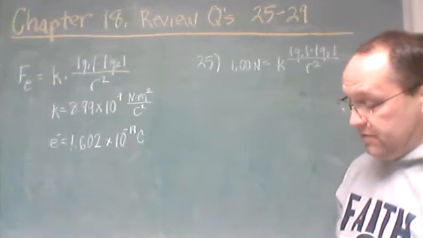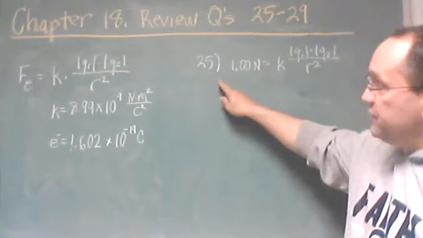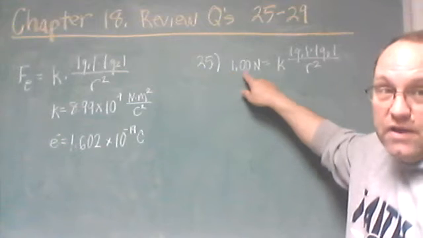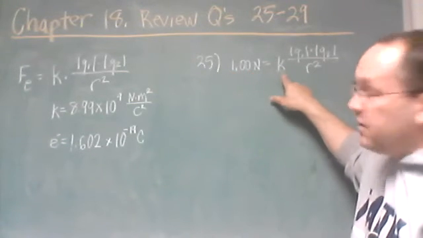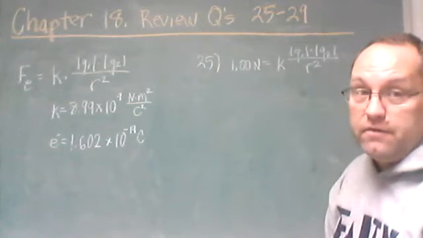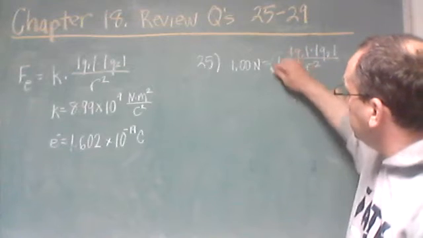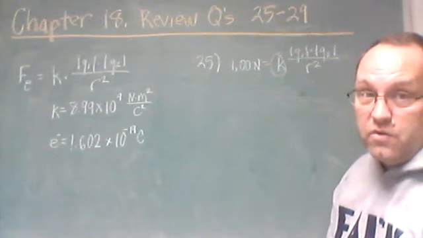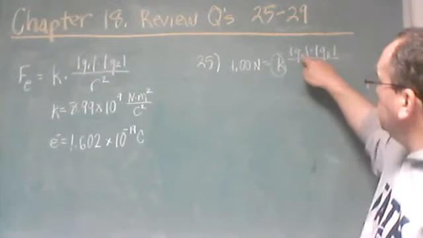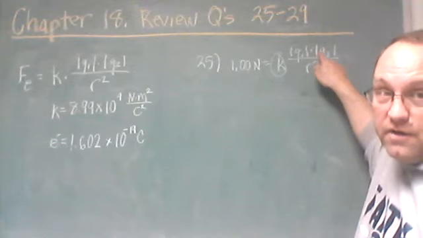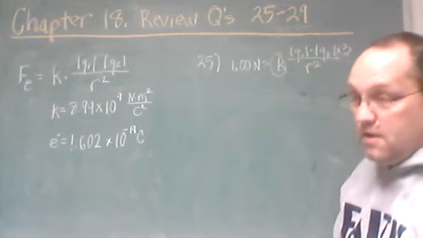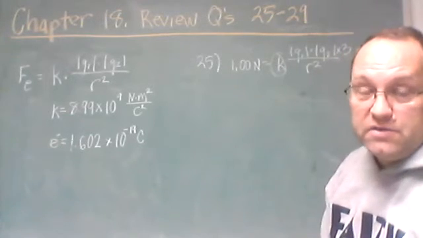For 25, they're saying basically if two charges have a force of 1 Newton between them, I just equated the force to the other side of the equation in Coulomb's law. We don't know any of the other variables other than K, the constant. And they said if we triple one of the charges, in other words, we take one of them and multiply it by 3, what will that do to the force between the objects?